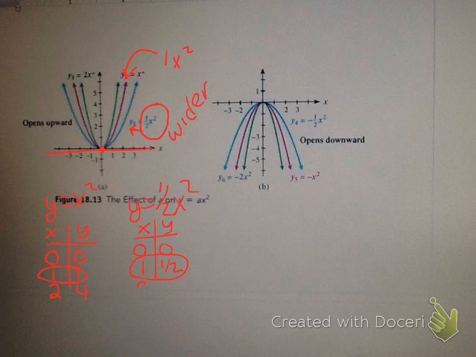But if I put a 2 in here, I only get 2. So I go over 2, but then I just go up 2. So it gets wider.